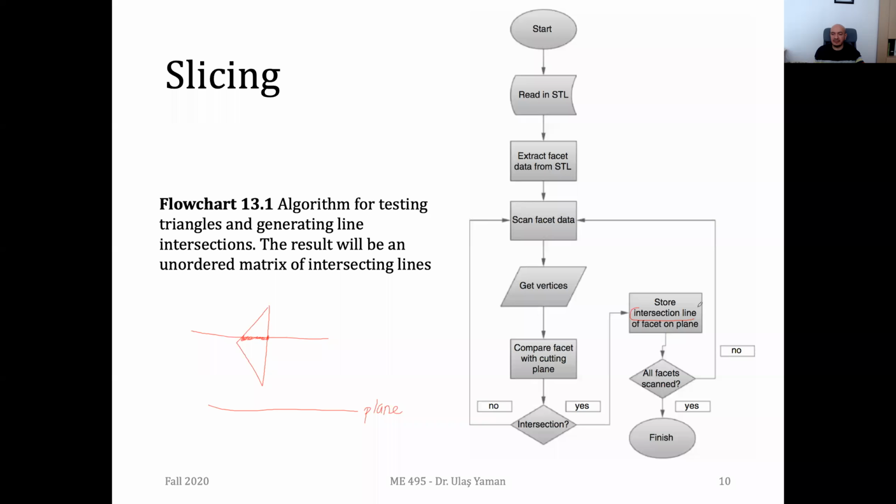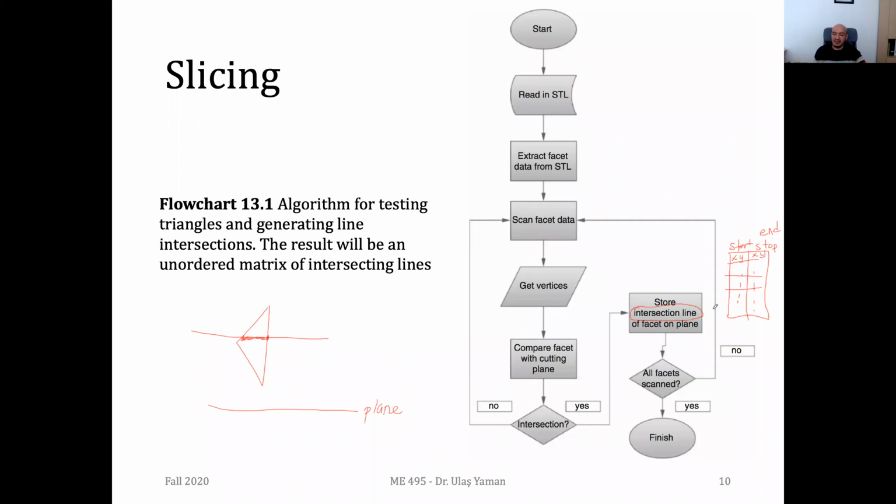These intersecting lines should be stored in a kind of list. And in that list, you may have two columns maybe: one for the starting point, another one for the stopping point or end point, okay? So the coordinates of these points should be stored. And once you are done with all the faces, all the triangles, then you are done with this algorithm and you can switch to the next algorithm, which is about ordering these line segments.